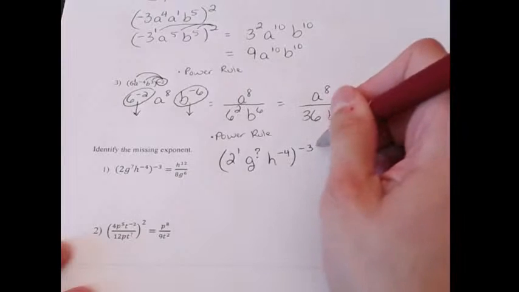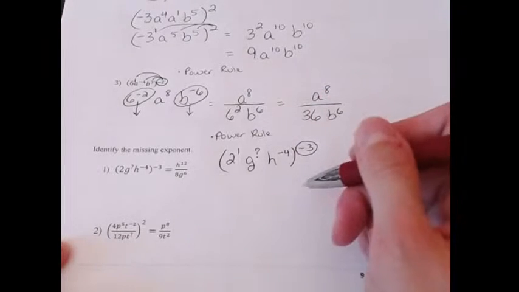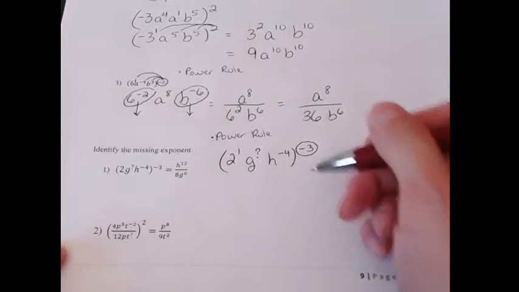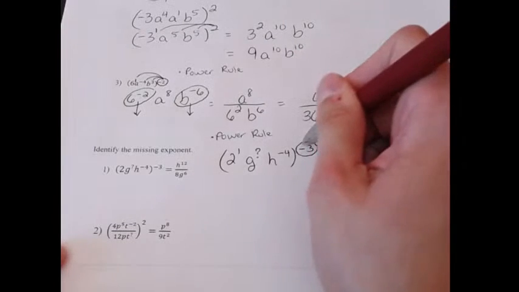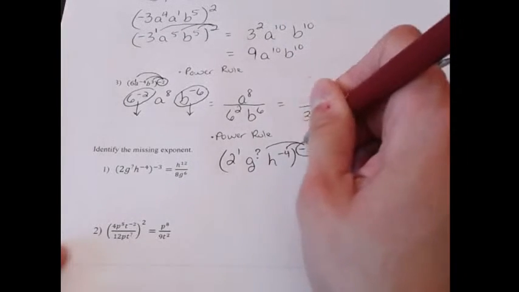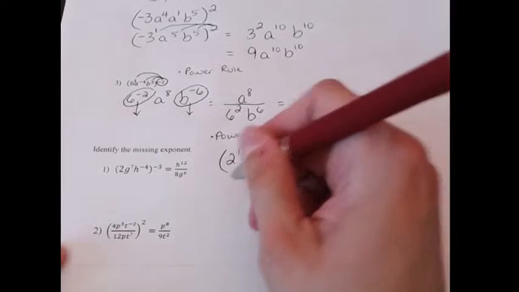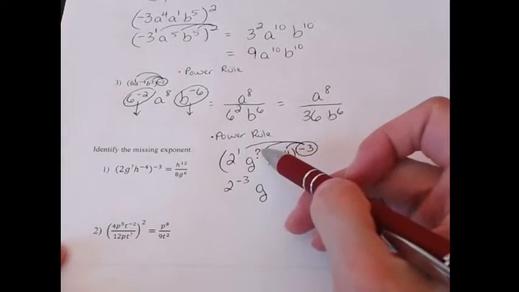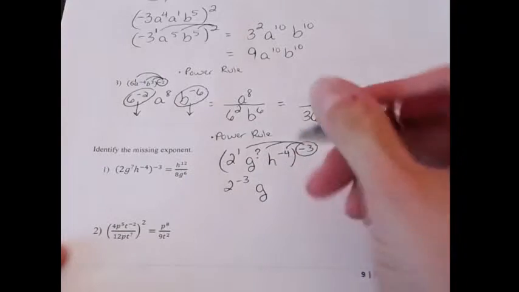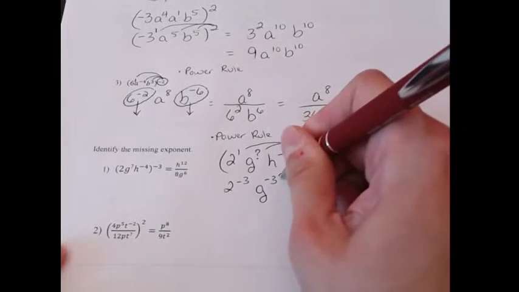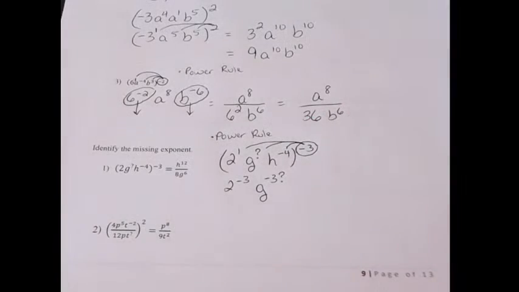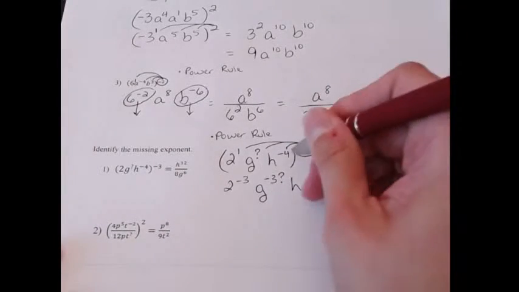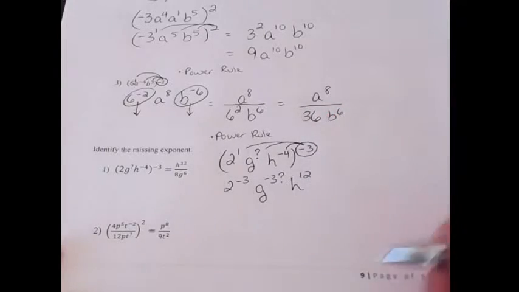If I use this power rule, I'm going to take my exponent or my power outside the set of parentheses, and I'm going to distribute power times power. So that gives me 2 to the negative 3, g to the, and then you have question mark times the negative 3. Can't I just say negative 3 question mark? So it means that there's a product here, negative 3 times some number. And then we have h to the positive 12.